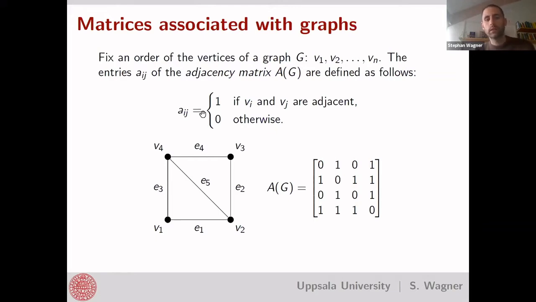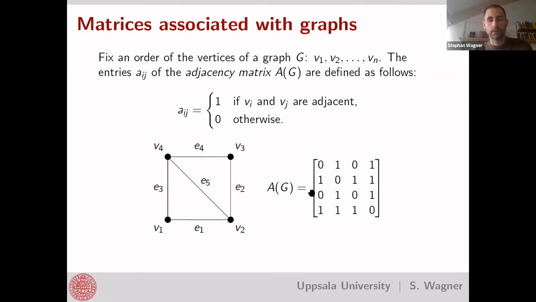And then you define the entries of the adjacency matrix to be either 1 or 0, depending on whether or not your vertices are adjacent. So if vertex i and vertex j are adjacent, then you put a 1 in the corresponding entry of your matrix and a 0 otherwise. So here is a simple example, a 4-vertex graph with a 4x4 adjacency matrix.